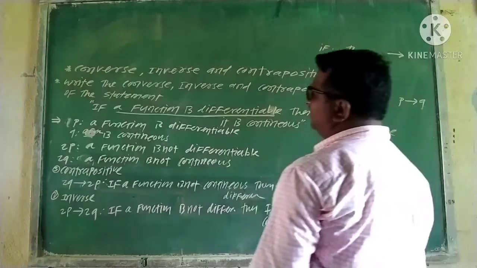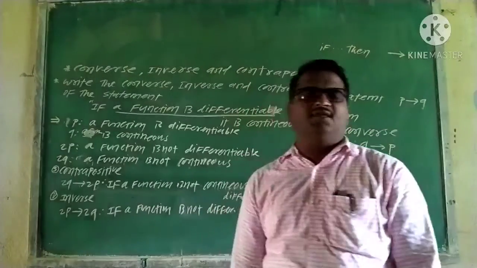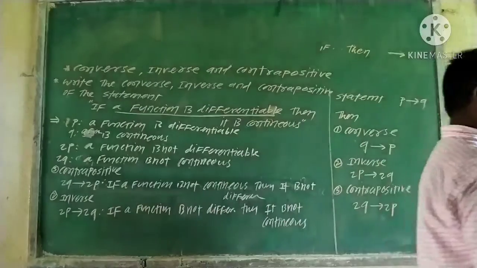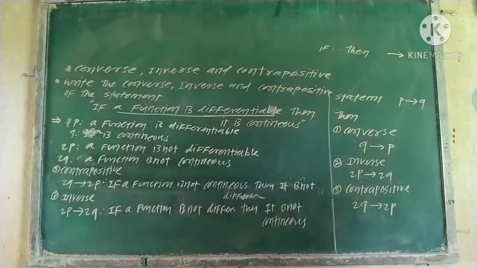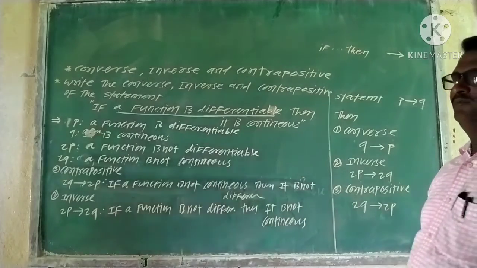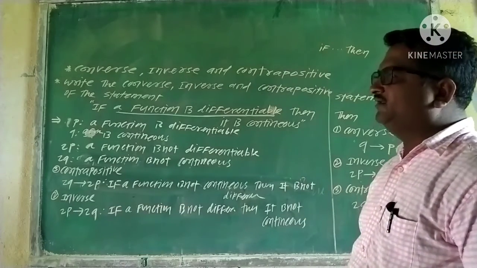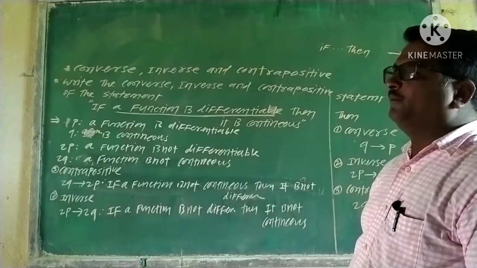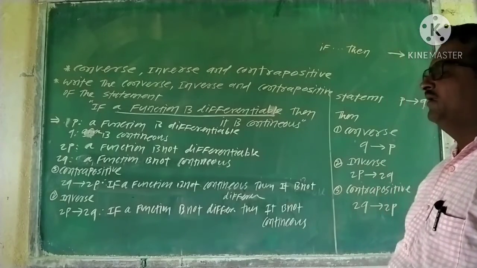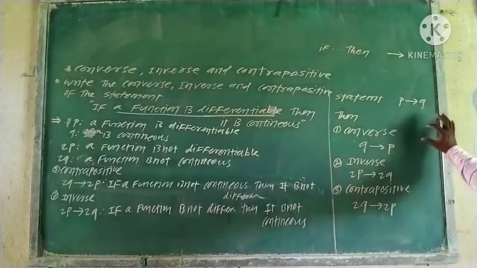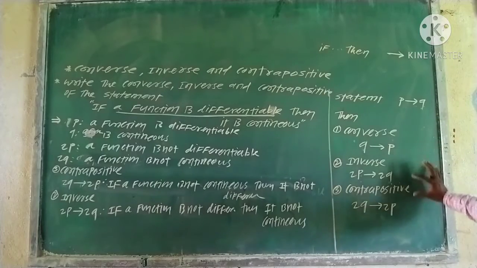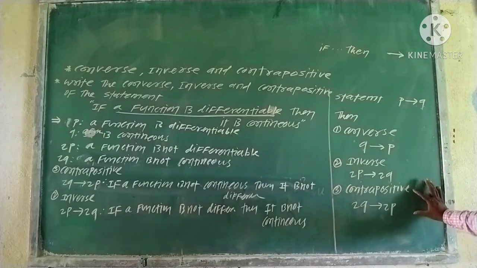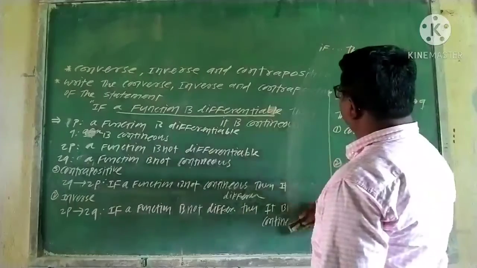Means, when we have to write the converse, inverse and contrapositive of the given statement, firstly we find the statement P and statement Q. Then we write the negation of statement P and statement Q, and put the values in the definitions of converse, inverse and contrapositive. Next statement.